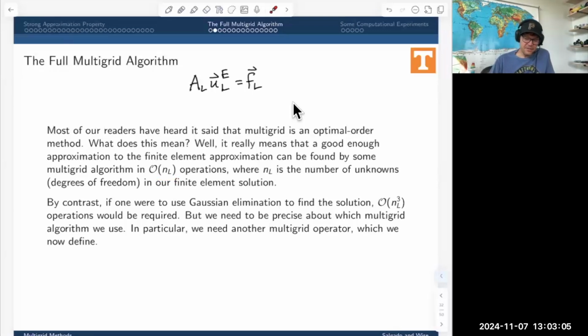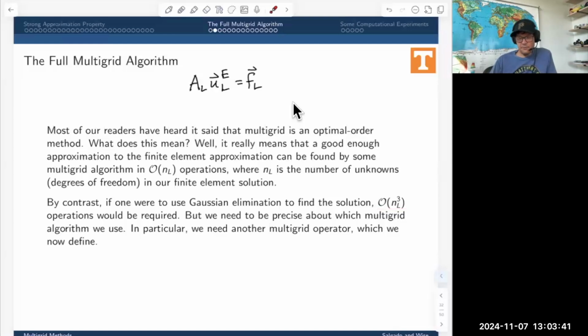So you may have heard it said that multigrid is an optimal order method in this sense. And it turns out that it's the full multigrid algorithm that they're talking about whenever they make reference to this. So we're going to prove a theorem which shows that the work to obtain a solution via this new algorithm is bounded by some constant times N_L. Or in other words, it's an order N_L algorithm. Whereas something like Gaussian elimination would be fairly expensive. It's order N_L cubed, where N_L, again, is the number of unknowns.